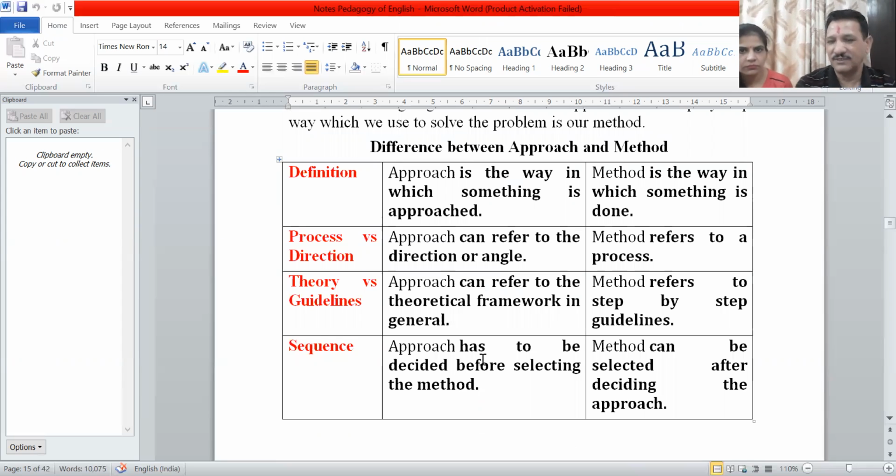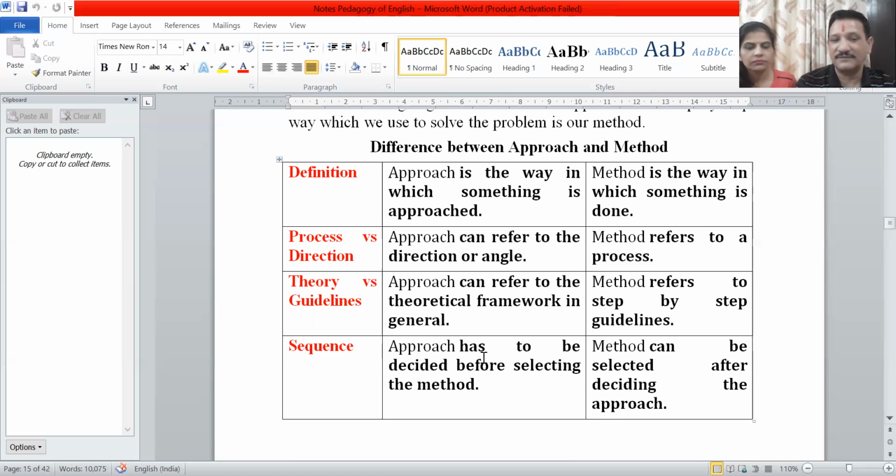Now I'm going to tell you the difference between method and approach. First, the definition. Approach is the way in which something is approached, and method is the way in which something is done. That means approach is the way for reaching that thing, while the way by which something is done is the method. Second is process versus direction. Approach can refer to the direction or angle, whereas method refers to a process.